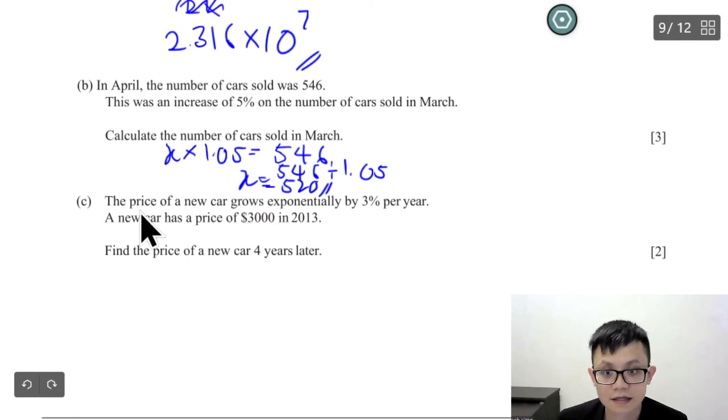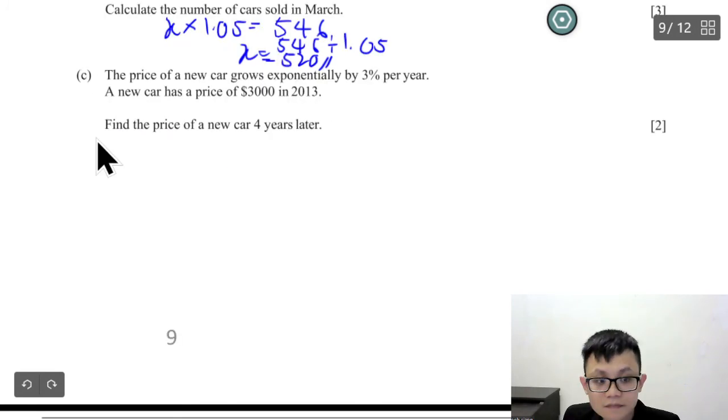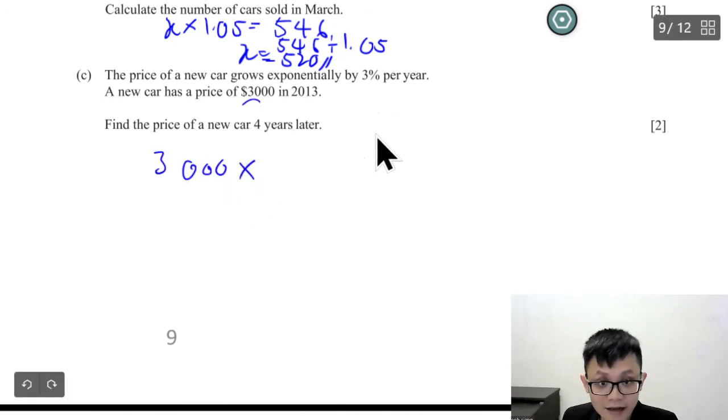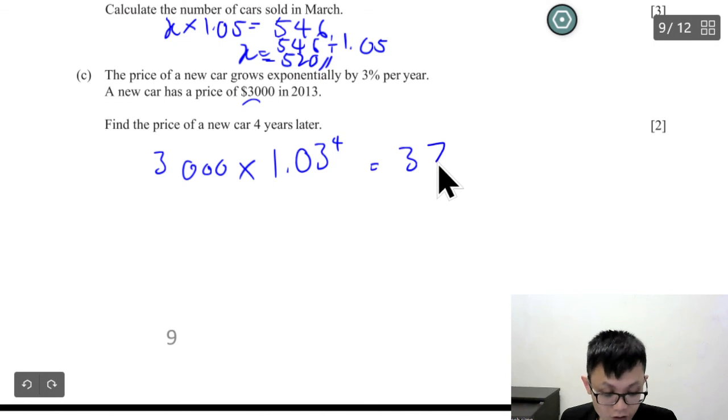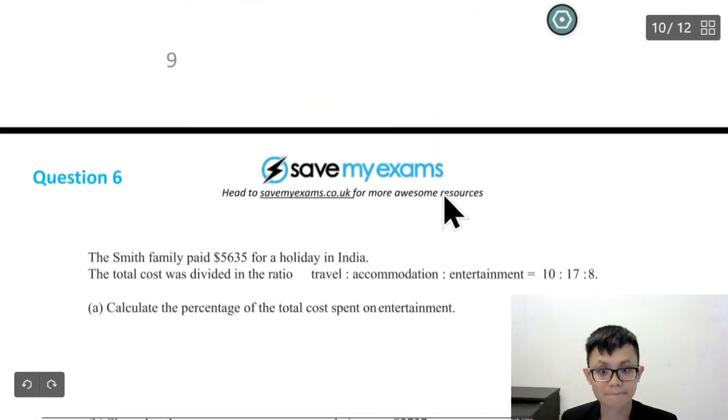Okay, C. The price of new car grows exponentially by 3% per year. A new car has a price of 3,000 in 2013. Find the price of the car 4 years later. Okay, so for this one, 3,000 times 1.03 to the power of 4, you will get 3376.53. Okay, let's try a few more questions, then we are done.